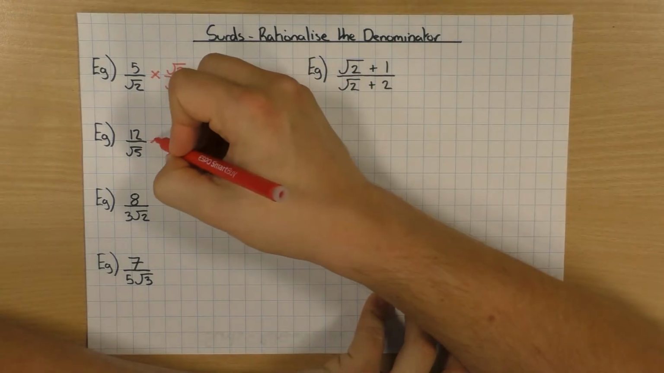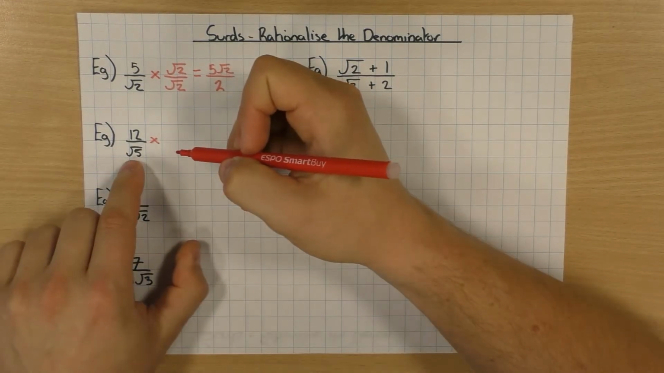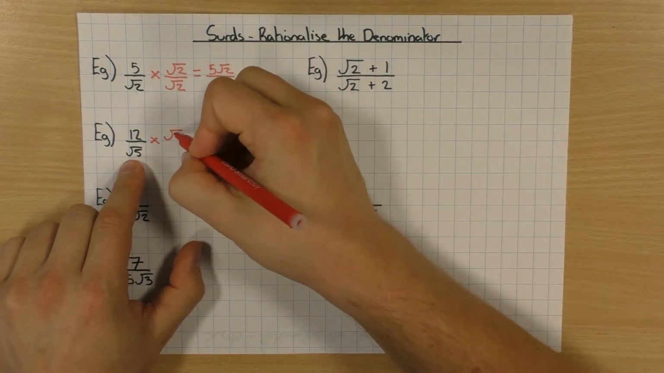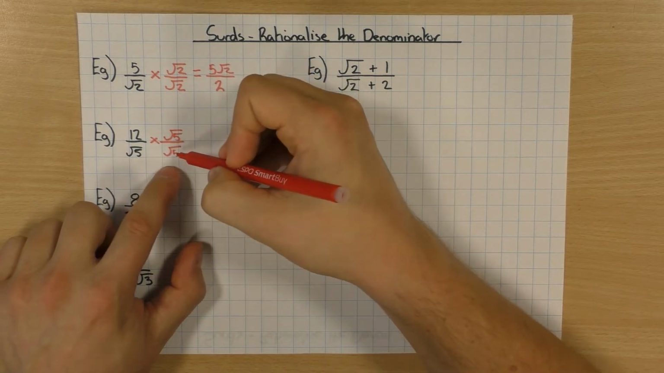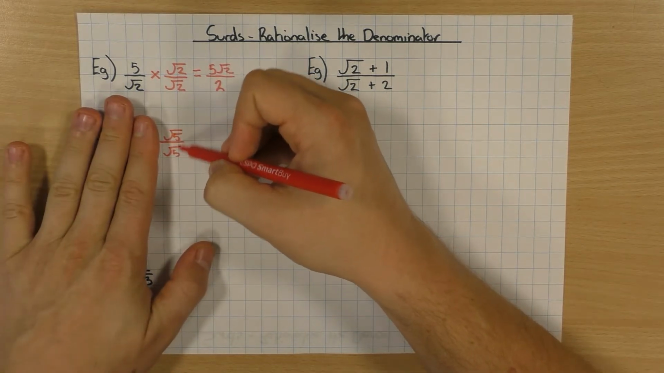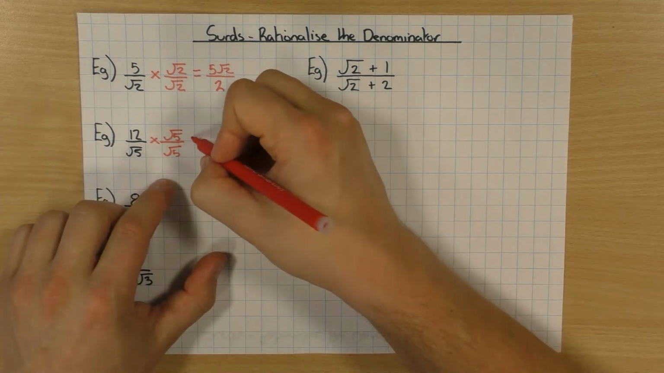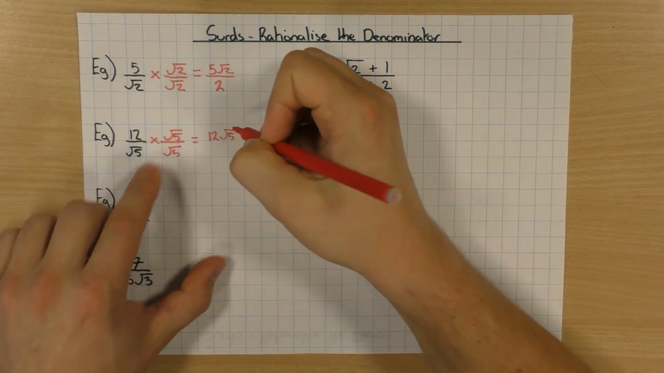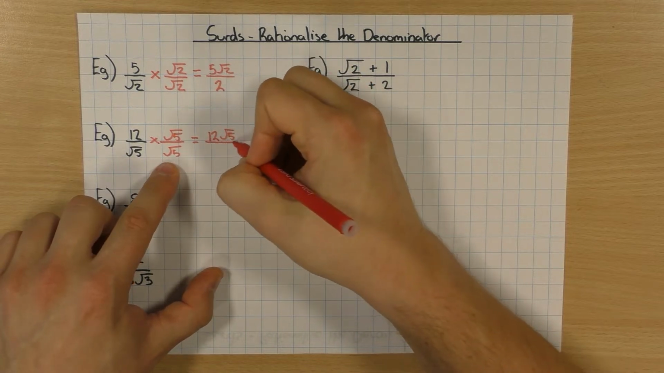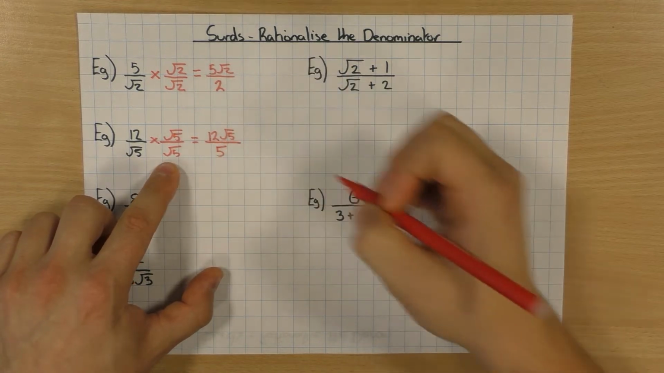Okay. Let's now go at this one then. This time I've got root 5 on the bottom. So I'm going to times by root 5 divided by root 5. Again, root 5 divided by root 5 is just the same as timesing it by 1, which is why I'm allowed to do it. 12 times root 5 is just 12 root 5. Root 5 times root 5, using that rule again, is just going to give me 5.